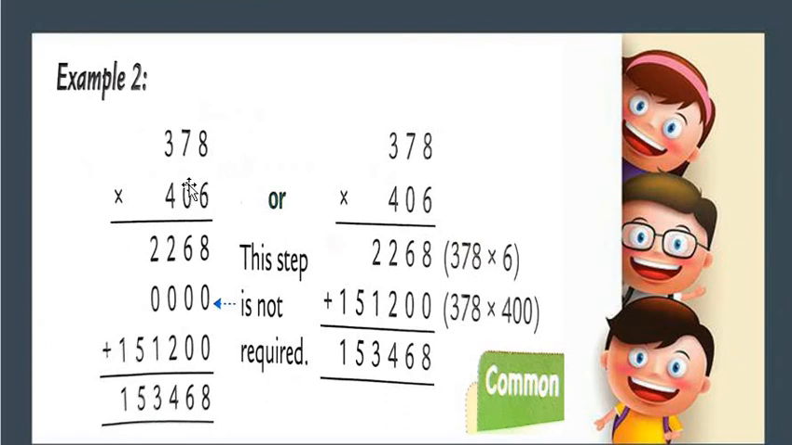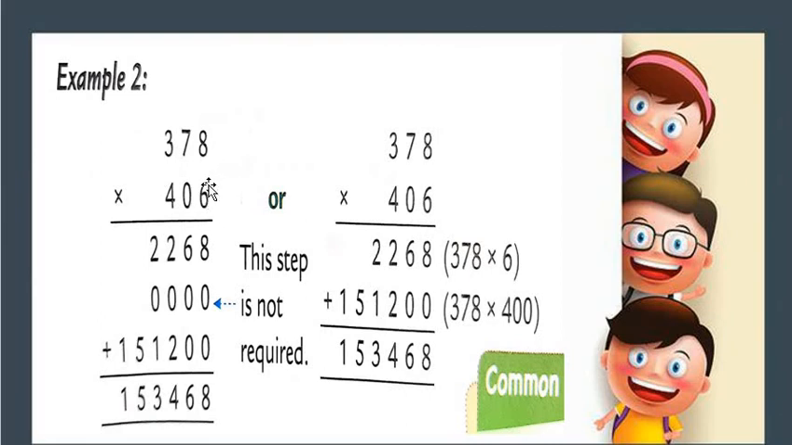First of all we break up 406, so one by one we break up all the digits. 6 is in the ones place, and the tens place is 0. So this 0 place we are not multiplying. And then 4 is in which place? The 400 place, meaning the hundreds place. Okay, so we do it step by step, all students. First of all, 378 multiplied by 6.